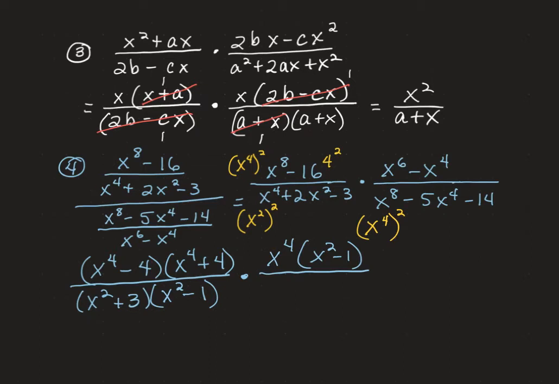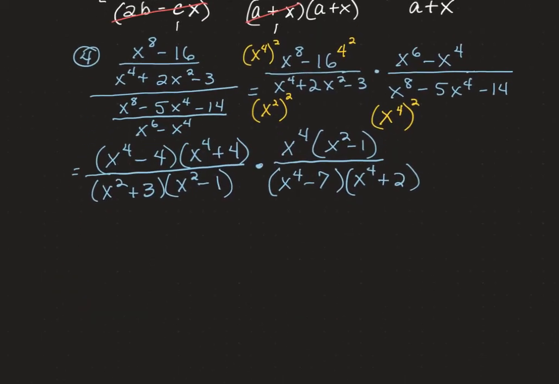Well, we can factor. X to the 4th would be our first term in each of these factors, and then we need the factors of negative 14 that add to be negative 5. That would be a negative 7 and a positive 2. Well, we need to go further. So, next step.